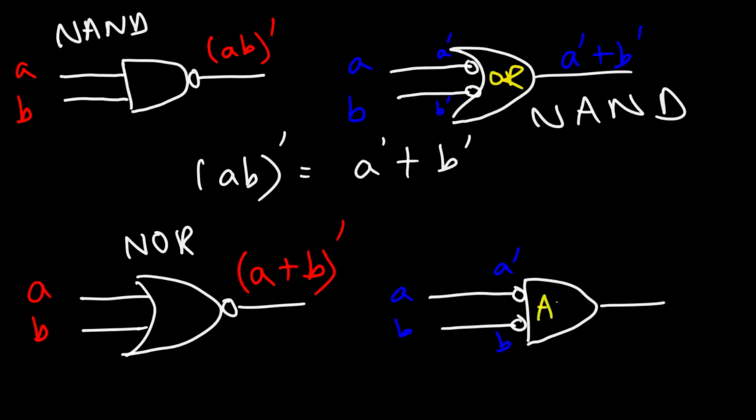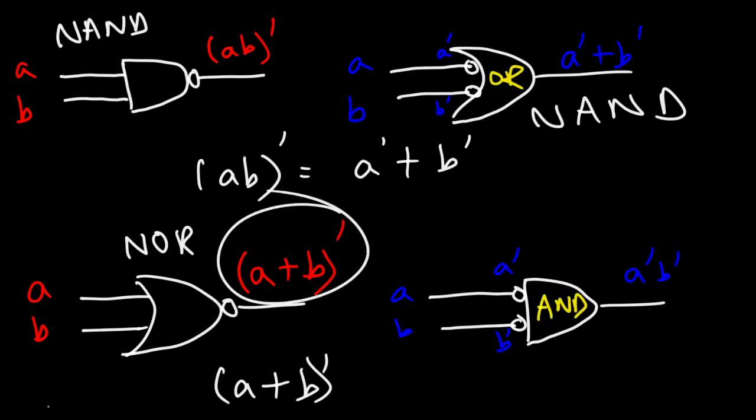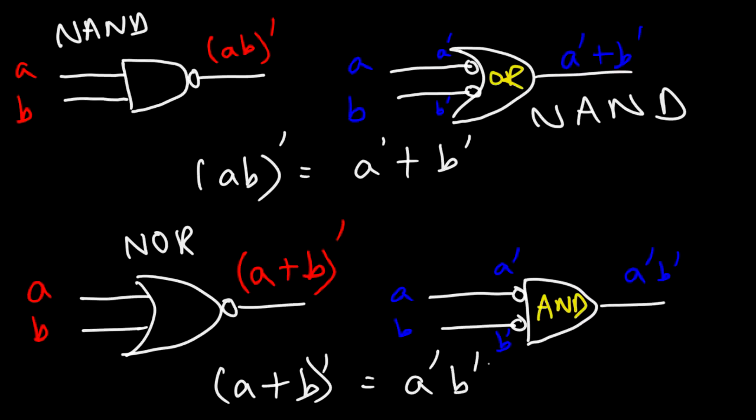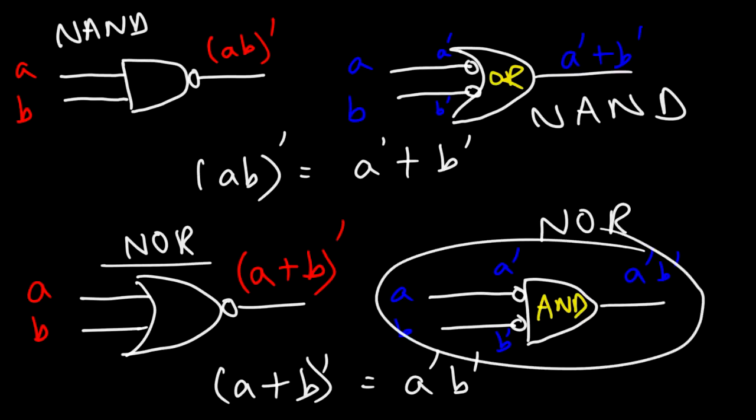And using the AND operator, we are going to multiply A prime and B prime. And according to De Morgan's theorem, A plus B and then prime is equal to A prime B prime. And so these are two ways in which you could represent the NOR gate. This one is more common, and this is the alternative way of representing the NOR gate.